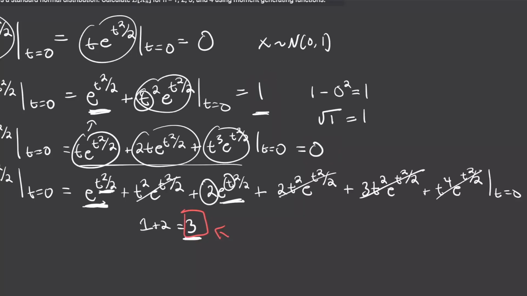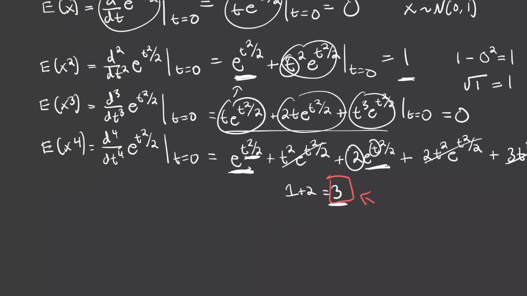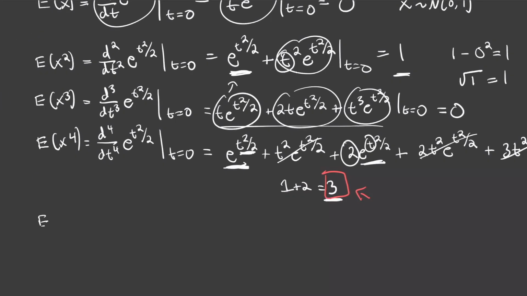Now, if you wanted to go even further, do it for the general case. Well, we know that the expected value of e to the power of tx, that's our moment generating function, was e to the power of t squared divided by 2. So for the general case, we can just do a Taylor series expansion of this right here.